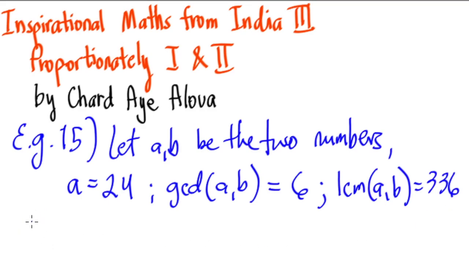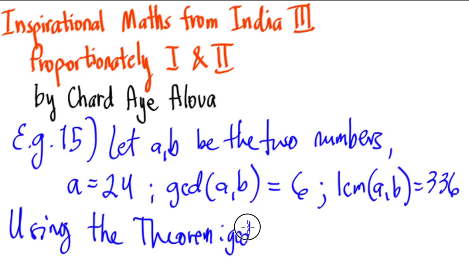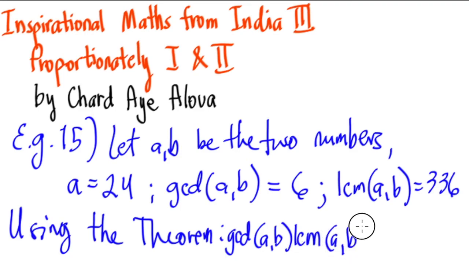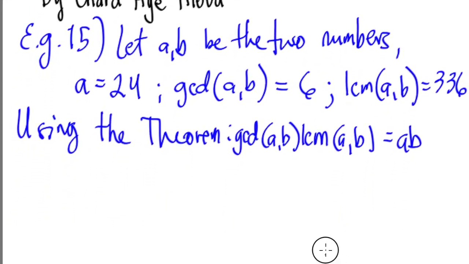So we're going to use the theorem that states that the GCD of A and B times the LCM of A and B is just equal to A times B. We're going to make use of this theorem in this example here, in example number 15.